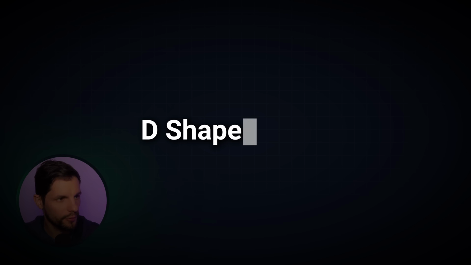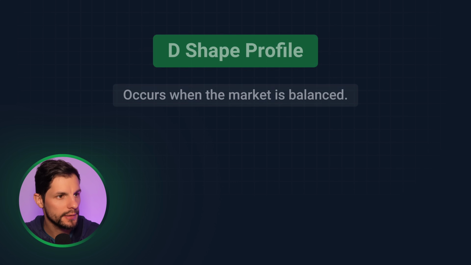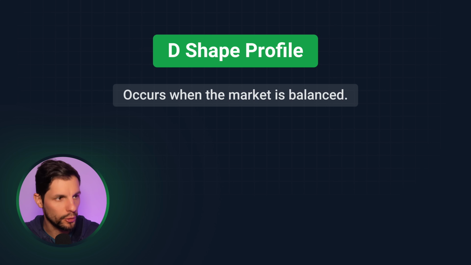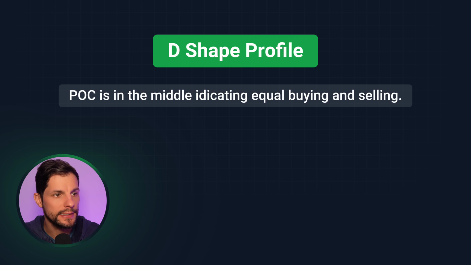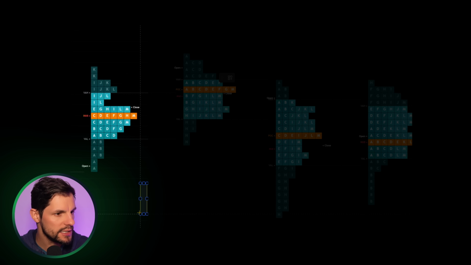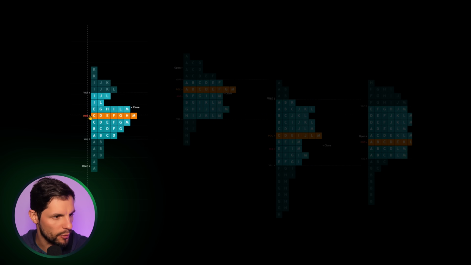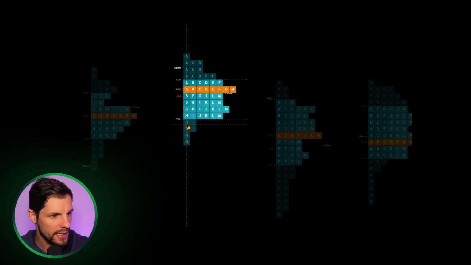A D-shaped profile occurs when the market is in balance. The point of control is typically located in the center of the profile, indicating balance between buyers and sellers. So here you can see a D-shaped profile where we have the point of control in the midpoint. You can see here by the red, it's the midpoint in relation to the high and the low and the value as well. The next day, we're still around that point of control, very D shape, as you can see by the shape of the profile being a D letter.